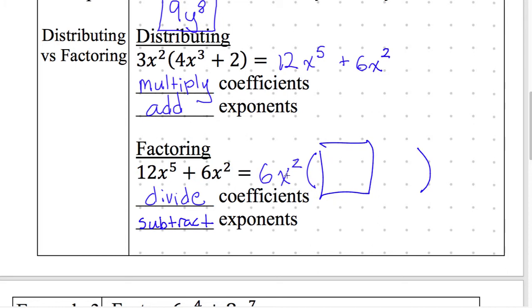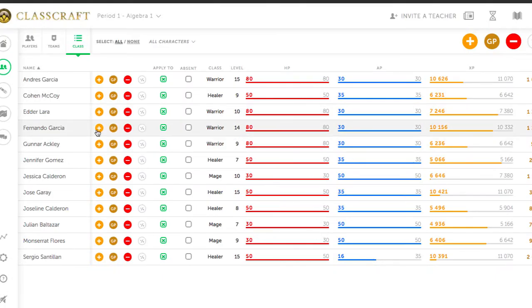Fernando. 2x to the power of 3. Yes, talk about why that's the answer. Because 12 divided by 6 is 2, and 5 minus 2 is 3. Exactly. Dividing 12 by 6, and then subtracting the exponent, so 5 minus 2 is 3. Perfect. Thank you, Fernando.